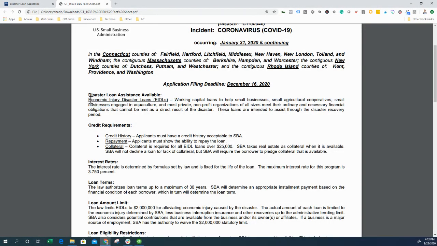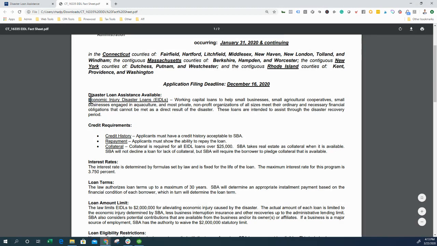But right now, those who have been impacted by COVID-19 are going to be applying for economic injury disaster loans, which are working capital loans to help small businesses, agricultural cooperatives, small businesses engaged in aquaculture, and most private nonprofit organizations of all sizes that meet their ordinary and necessary financial obligations. If you cannot meet those obligations as a direct result of this disaster, then you may be able to apply for this loan, because these loans are intended to assist through the disaster recovery period, which as of right now goes through the end of 2020.